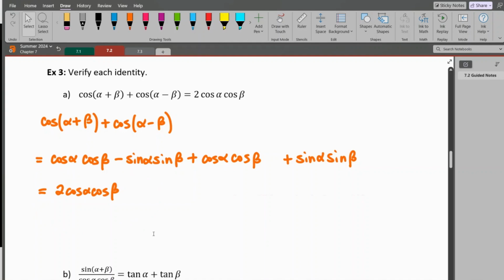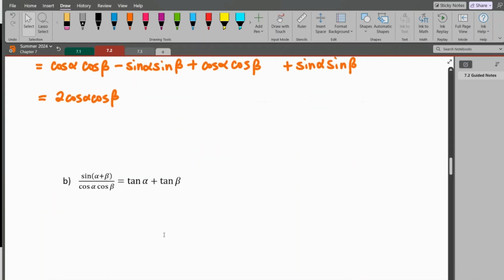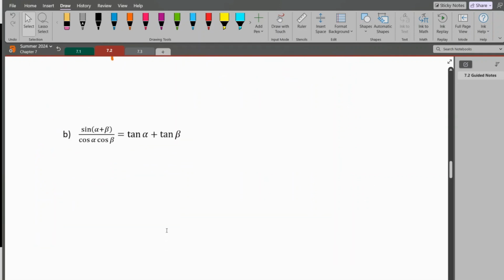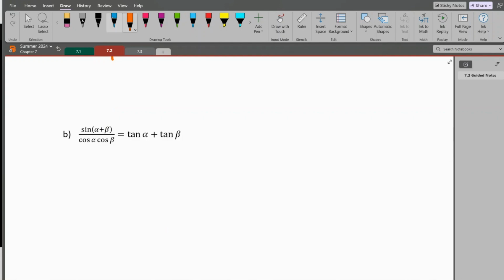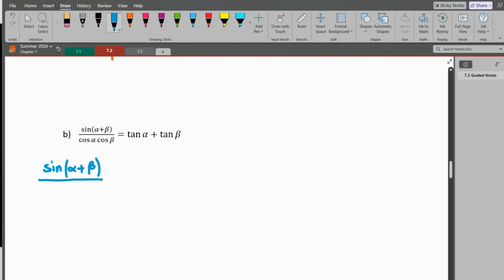All right, let's give another one of these a try. Here we go. So this time, I think the more complicated side looks like this. But I also am noticing this sine of alpha plus beta. So this looks again like one of the identities we just learned. So this might be a reasonable place to start. I'm going to do just that. I'm going to start on the left.